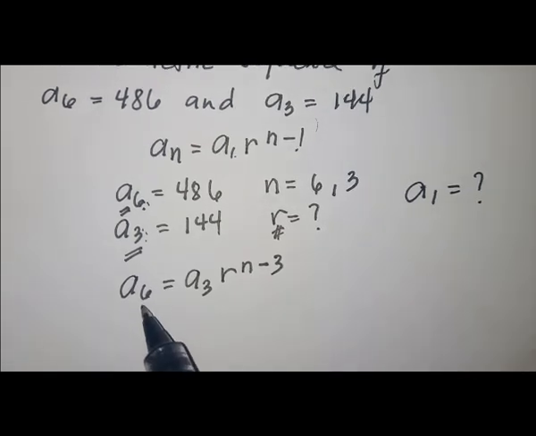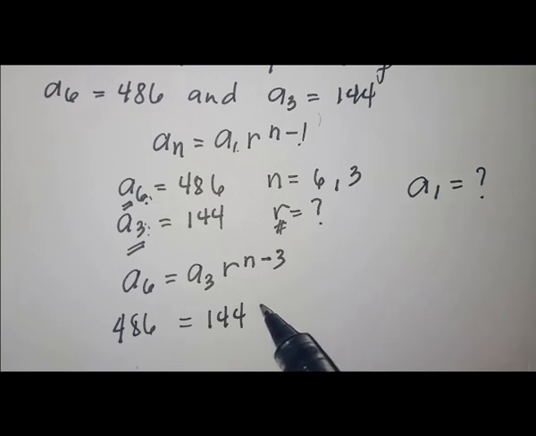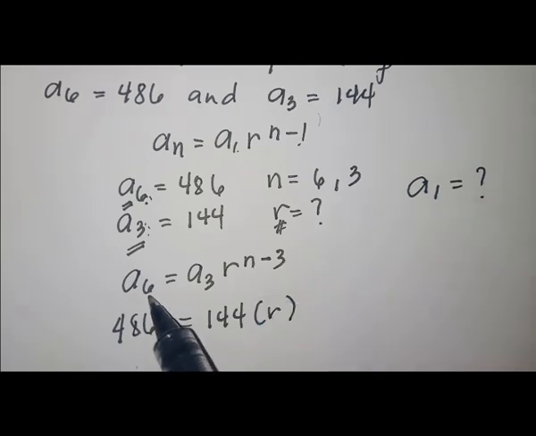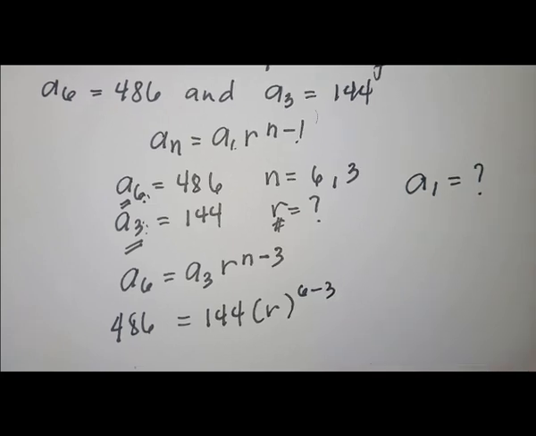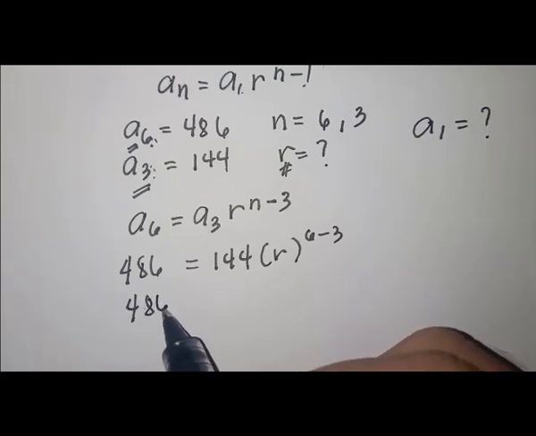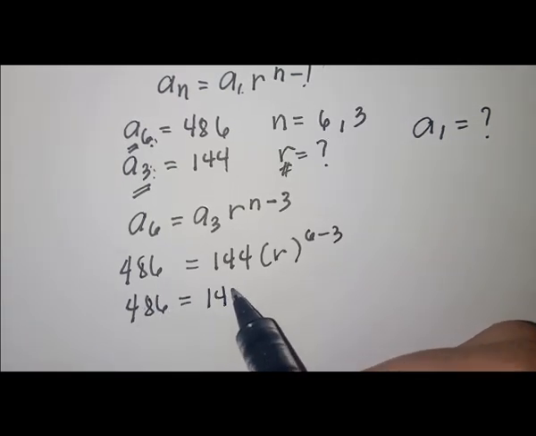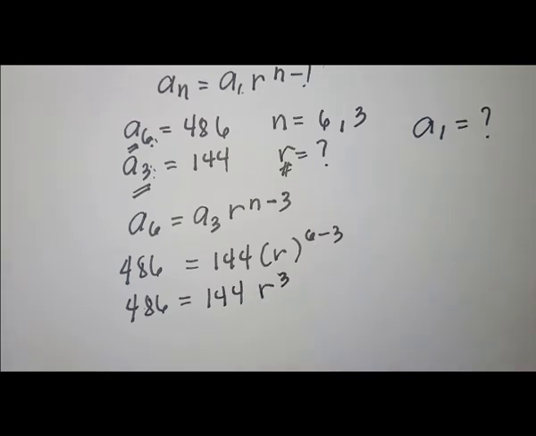So, ano bang value ng a sub 6? Meron tayong 486. E yung value ng a sub 3? Meron tayong 144. Okay? Yung r natin ay unknown. Ang n natin, dahil a sub 6 yung ginamit natin last term, we have 6 minus 3. Okay? So, we have here 486 equals 144 R, 6 minus 3, you have 3.